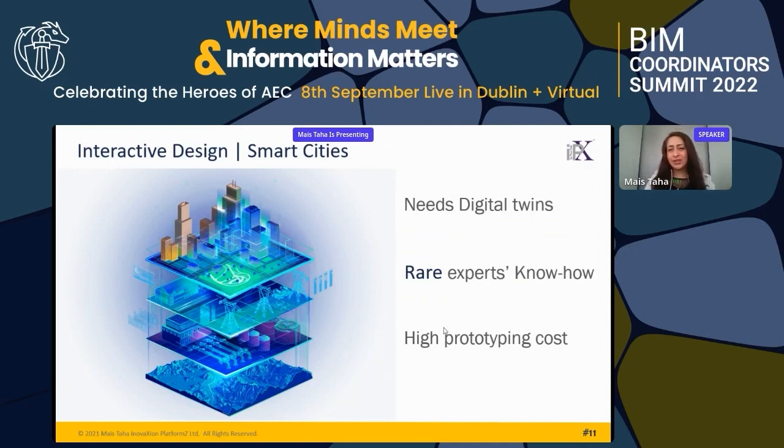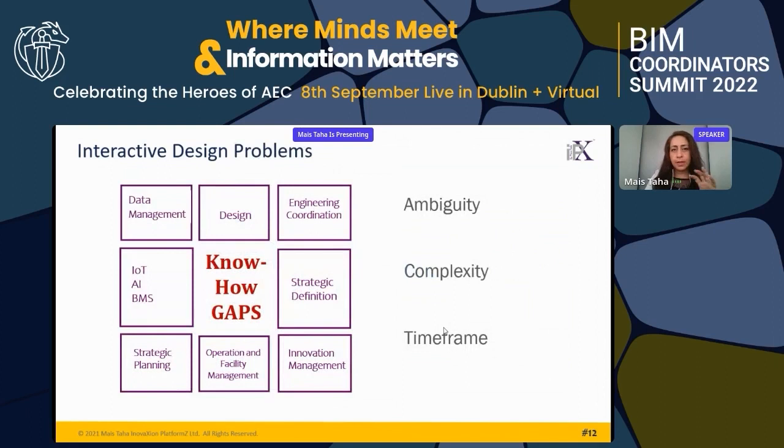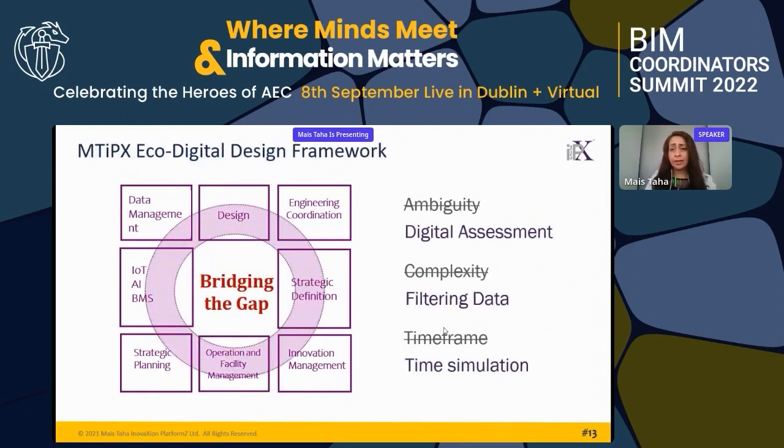But in general, developing smart cities or digital twins needs rare experience and high prototyping cost because of the range of expertise that you need. So in this area specifically in the industry, there is a know-how gap, and this gap comes from ambiguity, complexity, and the time frames. We can fix this type of problem by having a digital design assessment, by filtering the data, and by providing time simulation. This is what my company MTiPx is doing.